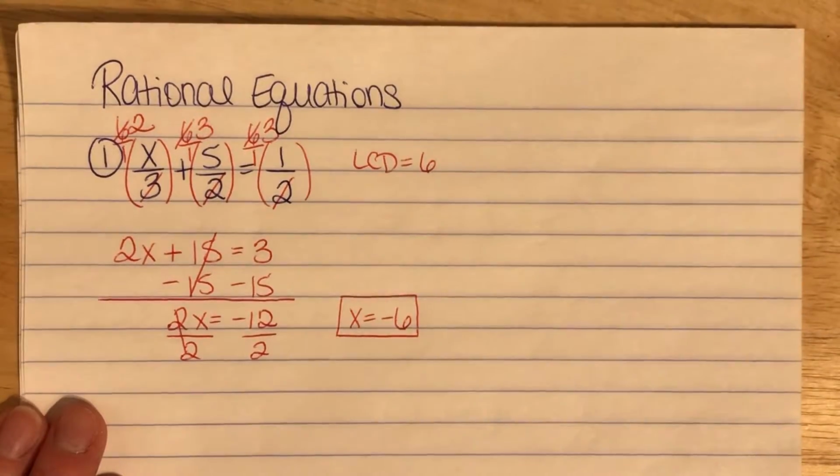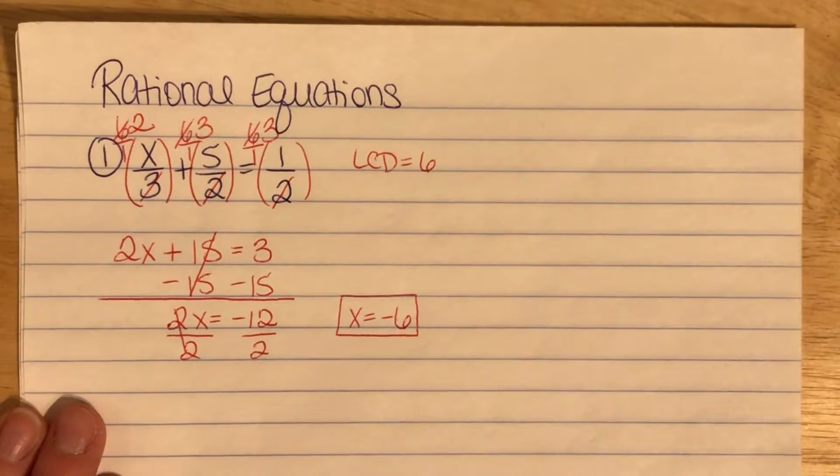Since we have numerical denominators, there's no reason for me to really check my answer into the denominators because there's no way that I could get a denominator that's equal to 0.